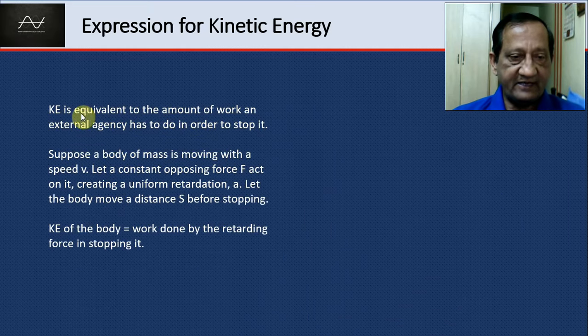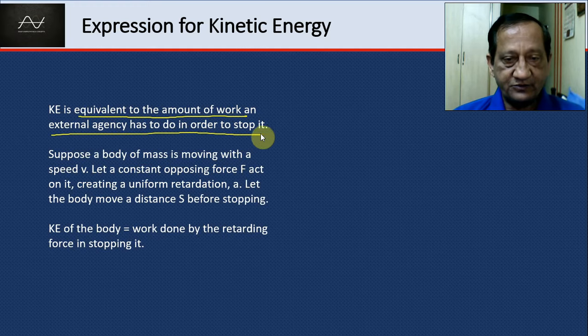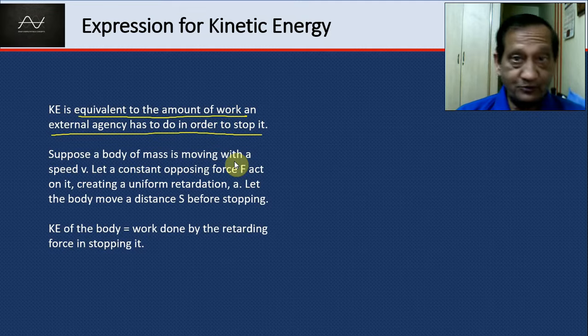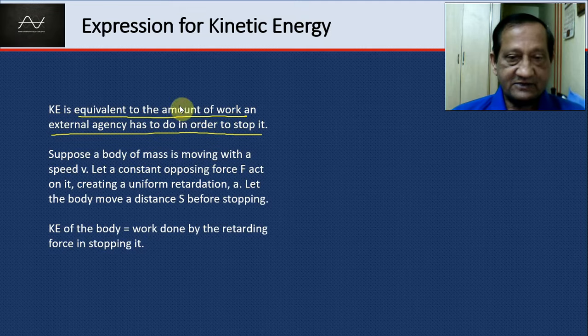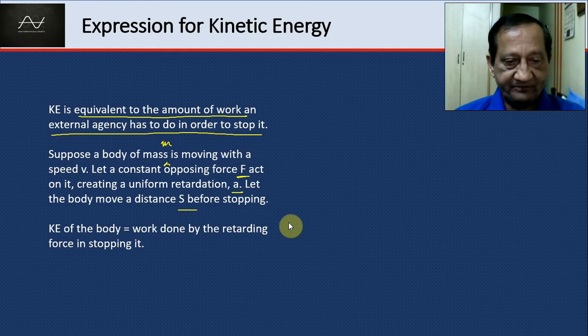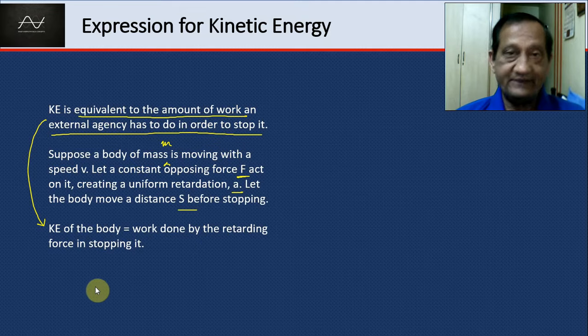As I said, KE is equivalent to the amount of work an external agency has to do in order to stop it, or the amount of work an external agency has to do to bring it to this speed from rest. So suppose a body of mass m is moving with the speed v. Let a constant opposing force F act on it, creating a uniform retardation a. Let the body move a distance s before stopping. So, using this concept, we can say kinetic energy of the body is the work done by the retarding force in stopping it.